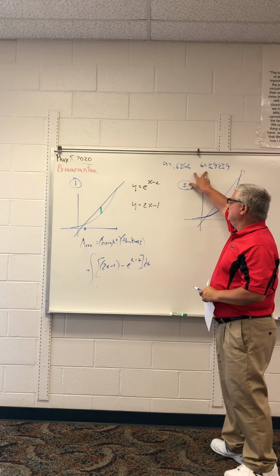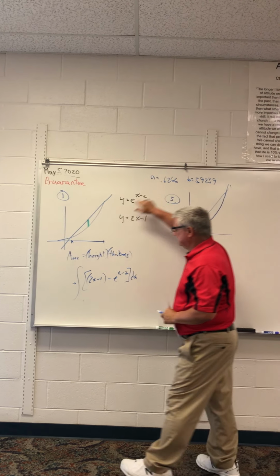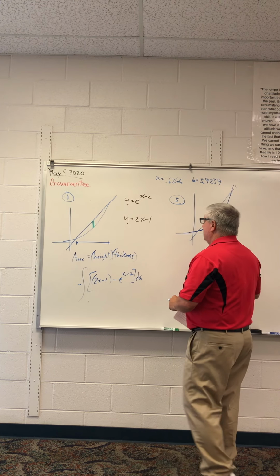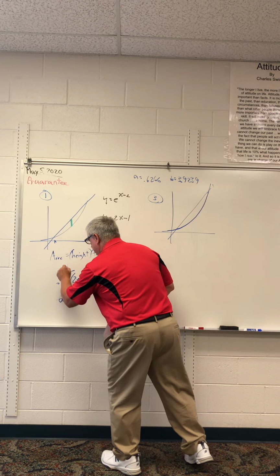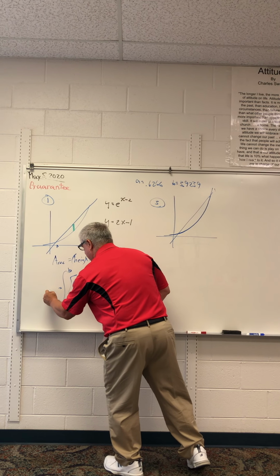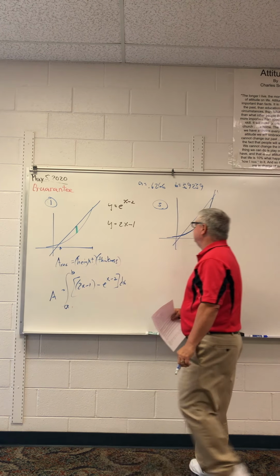And I wrote them on the board. This is the left bound, that's the right bound. I've clearly labeled them A and B, so I can just put A here and B here. Now I can say that is the area.